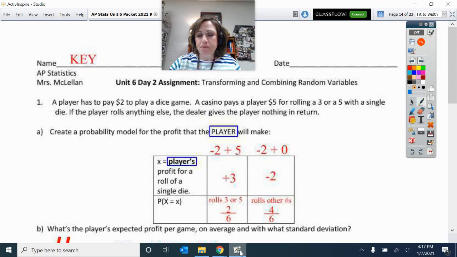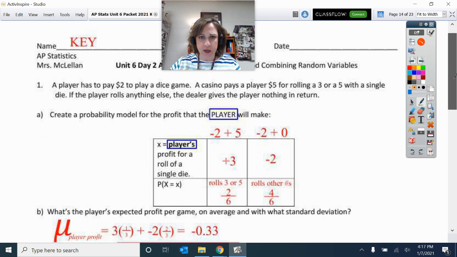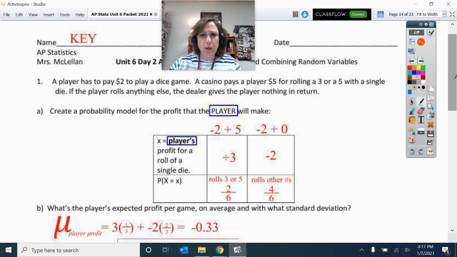All right, let's go over your transforming and combining random variables assignment and see how you did there. First, we were asked to create that probability model. Remember, we want to know what perspective we are doing this random variable from. We were doing the perspective from the player's perspective, not the company's, not Miss McClellan's, not the casino's, okay?